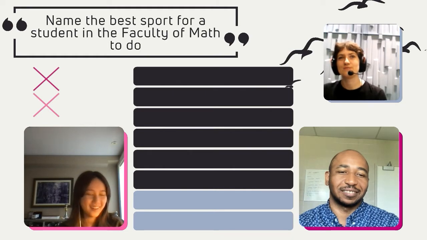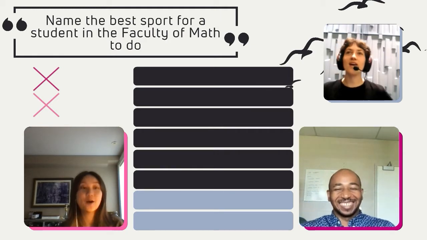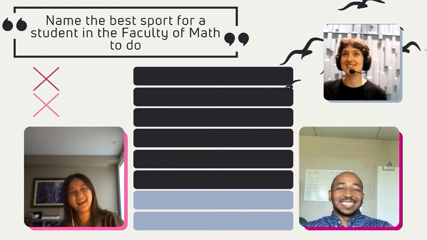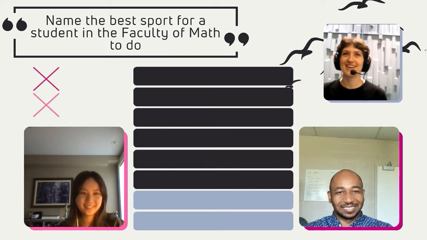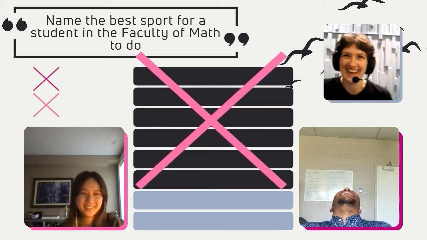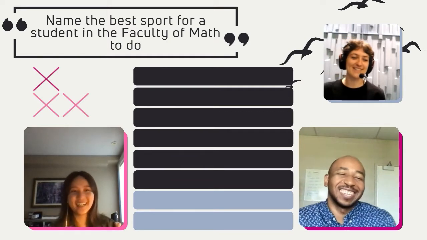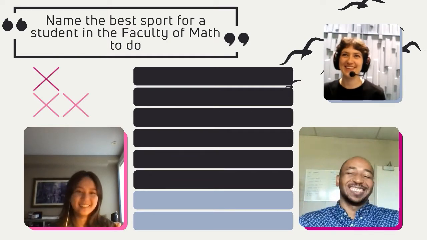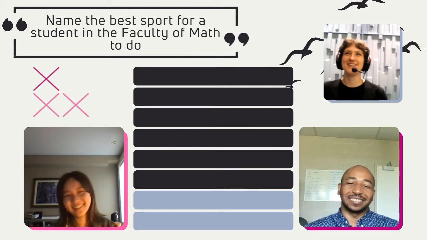I don't know. Does it have to be a sport? Can I say anything? It can be. Okay. These are what students said, so anything they filled in. Okay, I'm gonna say studying. I like it. It's the best sport. It's a real endurance sport, really.